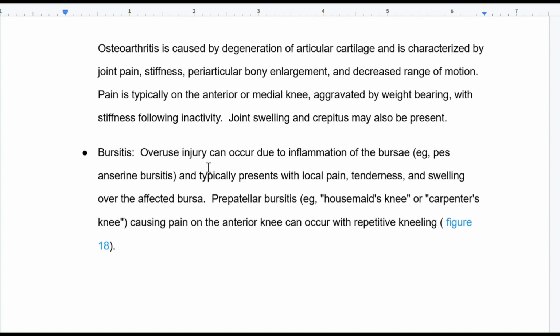Bursitis. Overuse injury can occur due to inflammation of the bursa, such as pes anserine bursitis, and typically presents with local pain, tenderness, and swelling over the affected bursa. Prepatellar bursitis, such as housemaid's knee or carpenter's knee, causing pain on the anterior knee, can occur with repetitive kneeling.